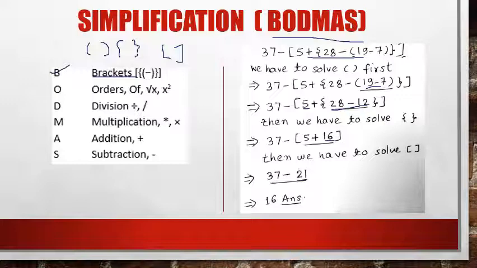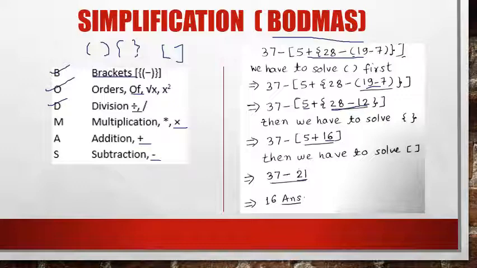Now here we have solved all three types of brackets. After bracket, second is O. If in a question you can see O, O means if it is written here "of", or the exponents are here, the power of, then you will solve that secondly. After bracket. Third is DMAS. I have explained that this is the series. First you will solve divide, then multiply, then addition, then subtraction.